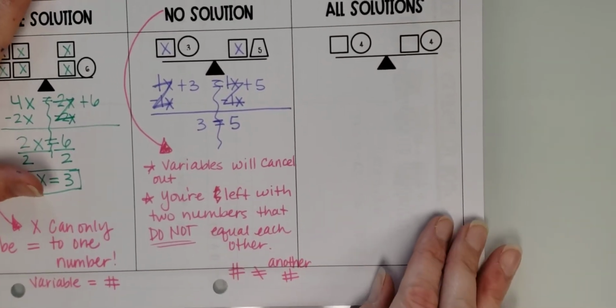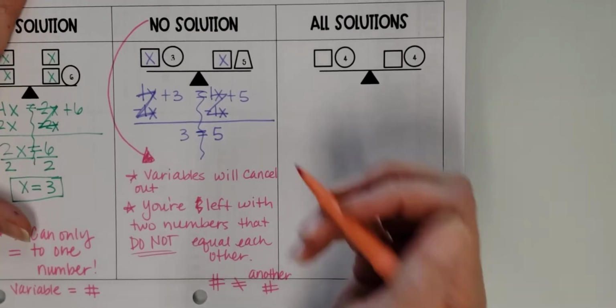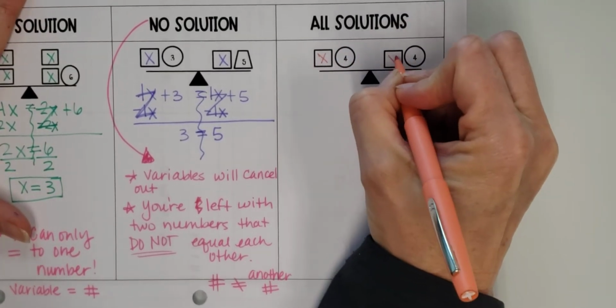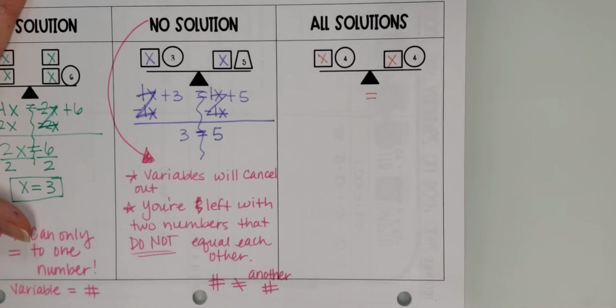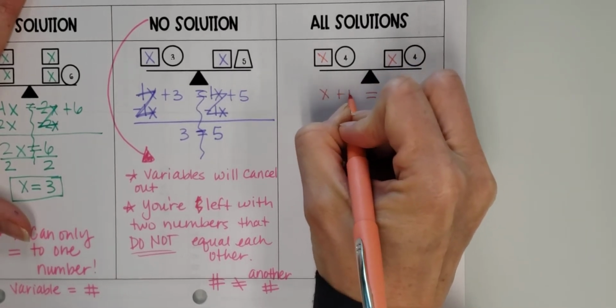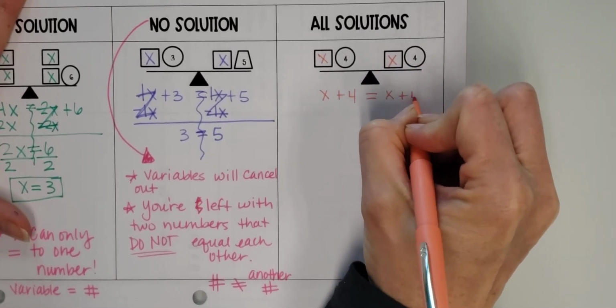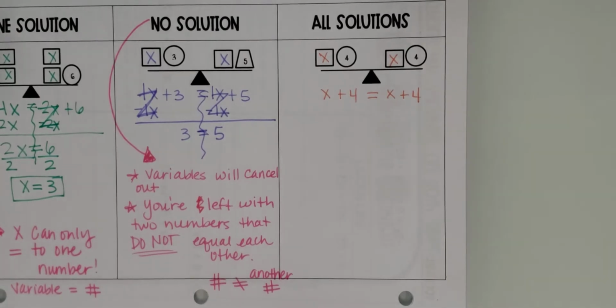All right, the last one is all solutions. So again, this is an x and this is an x. This is still equal. So we've got x plus 4 equals x plus 4. Now I'm hoping what some of you can see right away is that they're equal to each other. But we're going to work it out and still show it for those of you who don't see it.